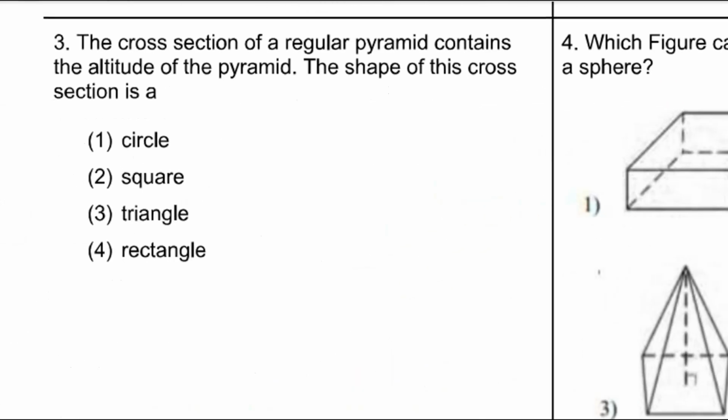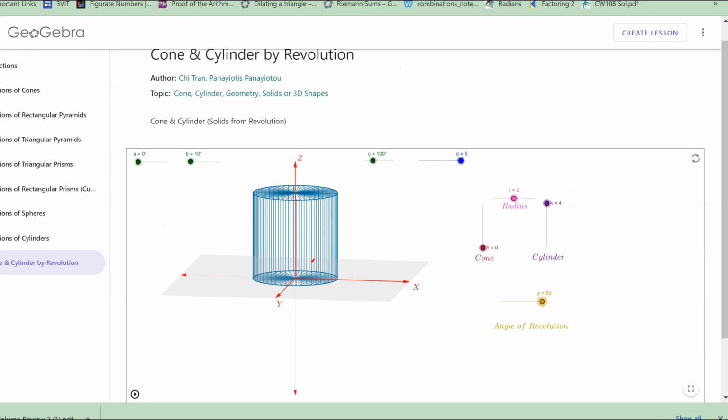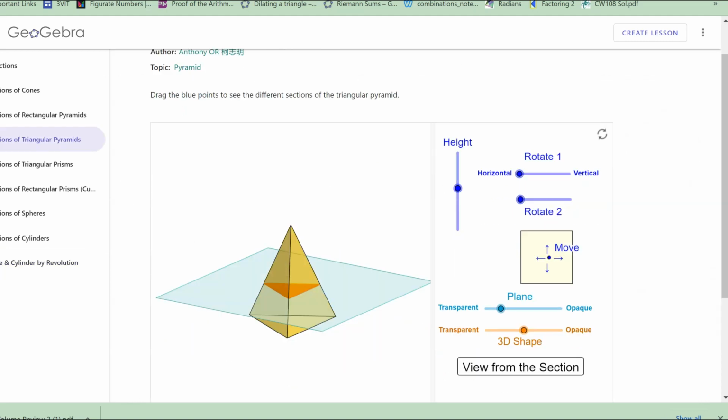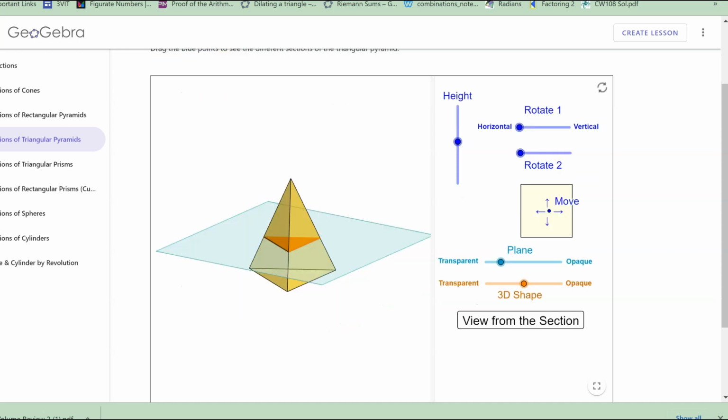Number 3. The cross-section of a rectangular pyramid contains the altitude of the pyramid. The shape of this cross-section is, well, let's try to rule some out. It's probably not a circle, given that there's no circle in a pyramid. If I try to visualize it, here I've got a regular pyramid, and the altitude is the distance from the top point all the way down to the base in the middle. So if I cut it horizontally, that wouldn't contain the entire altitude. I'd have to cut it perfectly vertically right down the middle.